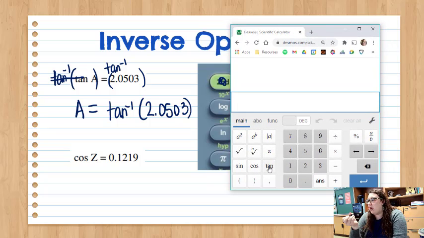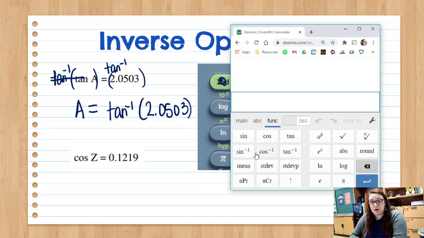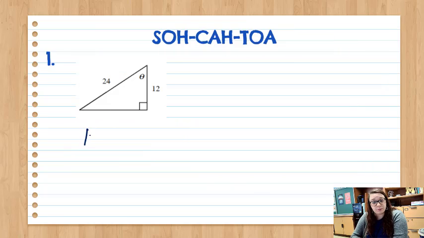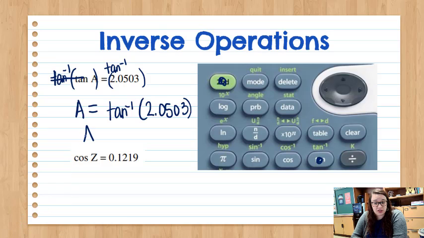What I've been doing is just typing them, or you could hit it here. If you go to the function key, you'll see the inverse ones as well. So that's what we're going to use. Inverse tangent of 2.0503, which is 63.9999. It's pretty much 64. So A is approximately 60. Whoops. Go back. A is approximately 64. And since we're looking at an angle here, it's got degrees on it.